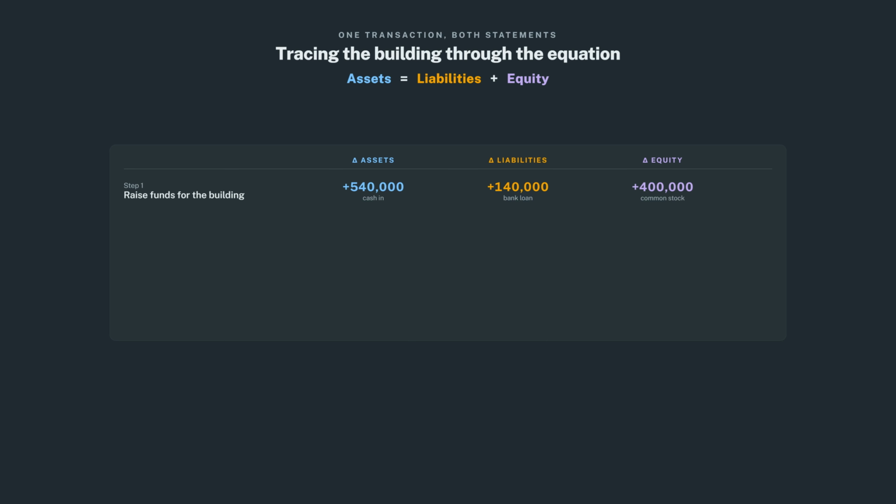Then BrightLeaf spent $500,000 of that cash to buy the building, so our liabilities and equity remain the same, no impact there. The business simply converted one asset, cash, into another asset, a building. Cash went down by $500,000, the building went up by $500,000. Total assets didn't change. But then that building starts to wear down with use, and we have to record depreciation.